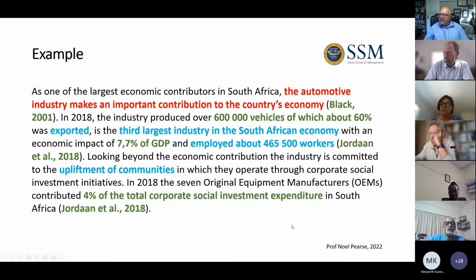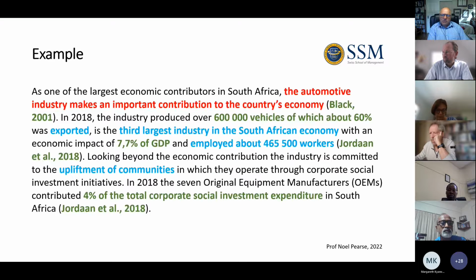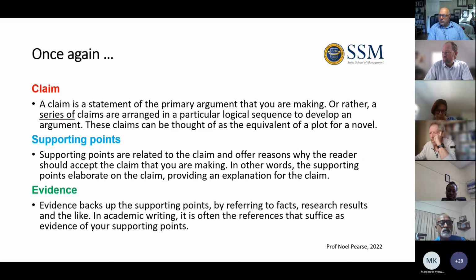So that is the general structure normally of paragraphs at the micro level, which includes these three elements. It's very simple if you ask yourself, in terms of your document, what are your exact claims, the elaboration of the claims, and is it really substantiated by facts? This is a very simple example, but I think a very good one.